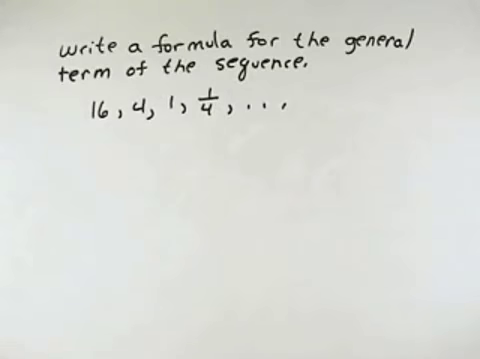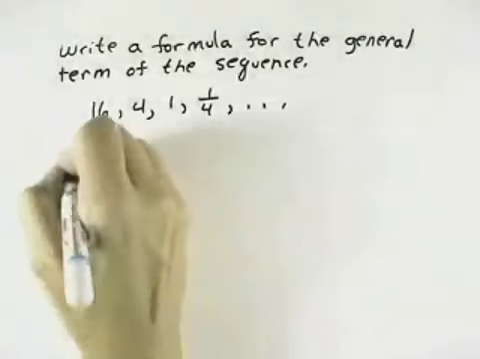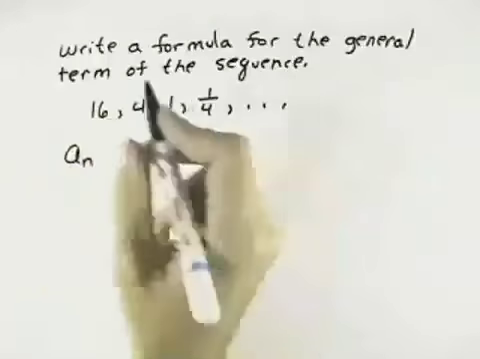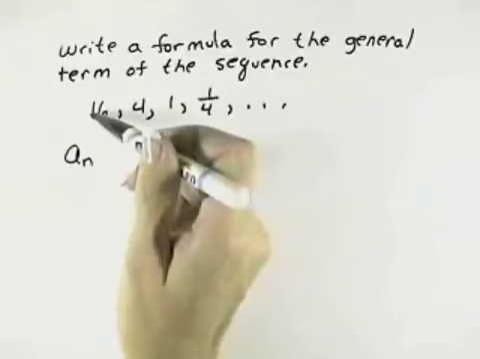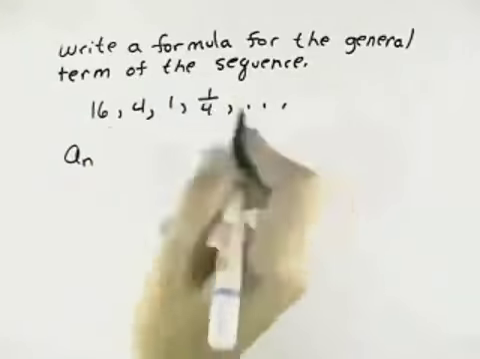Write a formula for the general term of the sequence. Well, what that means is I need to identify some form of a pattern because I'm looking for the nth term, how I could find that. Well, looking at these, I go from 16 to 4 to 1 to 1/4. So I'm dividing by 4 at every step.